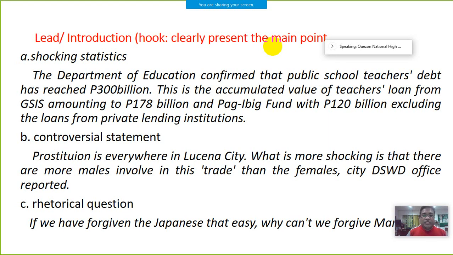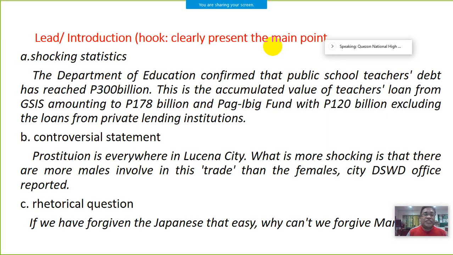Just like prostitution is everywhere in Lucena City. What is more shocking is that there are more males involved in this trade than the females, City DSW office reported. What makes the statement controversial? Because when we speak of prostitution, obviously, we stereotype that mostly indulged in this trade are females. But to our surprise, there are more males involved in this trade than the females.